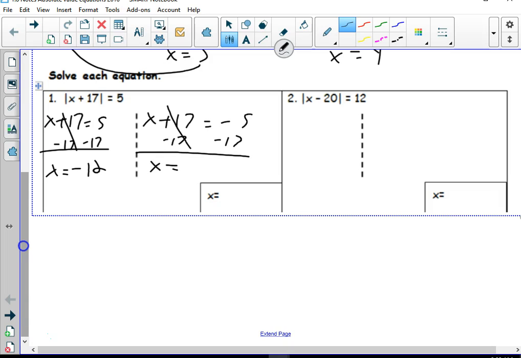Here, I get x equals negative 22. Again, if I plug that into the original equation, I get negative 22 plus 17 is negative 5. And the absolute value of negative 5 is positive 5. So my two answers are negative 12 and negative 22.